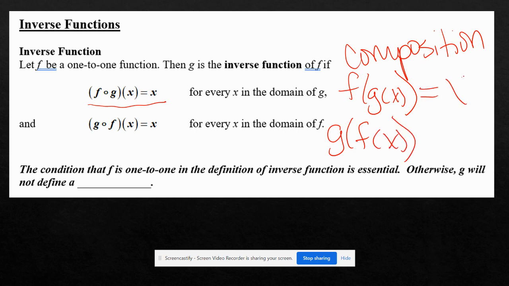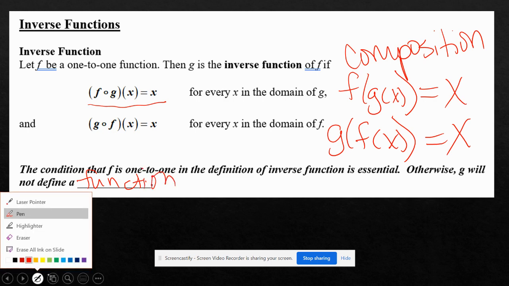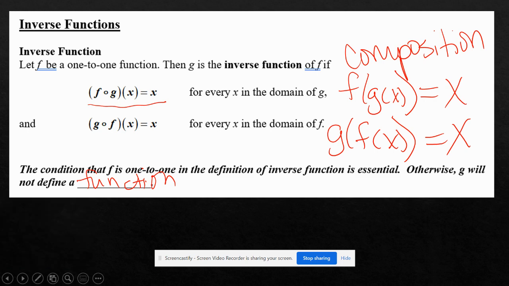We want this composition to reduce to x. We're not solving. We're not trying to get x equals 9 or x equals 27. We're just trying to simplify to see if I simplify, do I get just x? And if I do, then it is an inverse function. But you can only find inverse functions if you have a 1-to-1 function to start with.